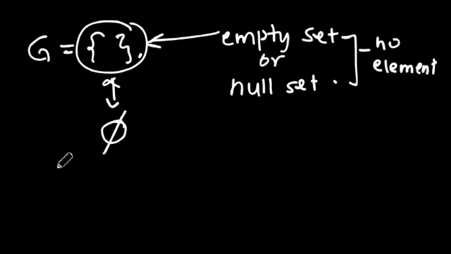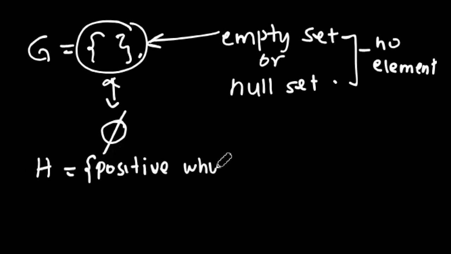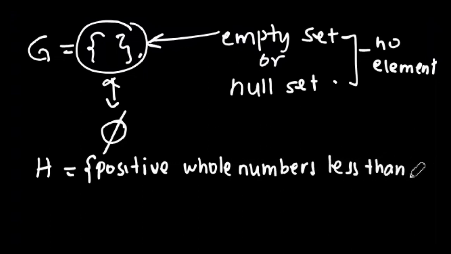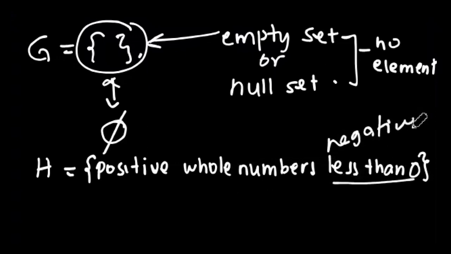So, for example, meron tayong set H. Set H contains the elements of the positive whole numbers, less than 0. So, what are the positive whole numbers less than 0? Do you think there is? Since there are no positive whole numbers less than 0, kasi lahat ng mga numbers na less than kay 0 ay negative, okay? So, therefore, H is an empty set or null set.